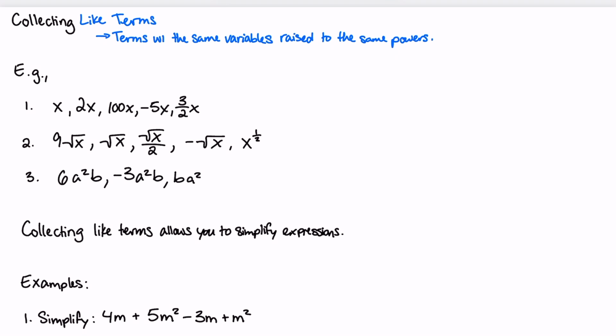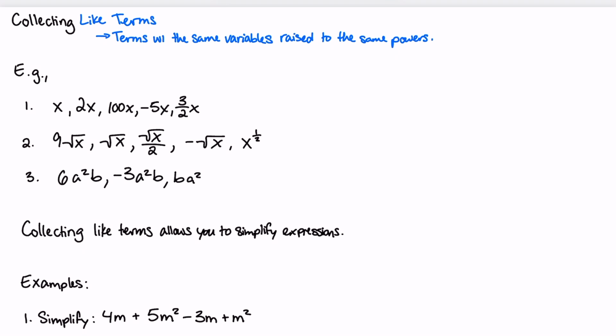So first off, like terms are terms with the same variables raised to the same powers. So what do I mean by that? You need to have the same variables. So for example, 3x and x would be like terms, but they also have to be raised to the same power. So 3x squared and x would not be like terms, but 3x squared and x squared would be like terms. So I'm going to go over a few examples of like terms with you right now.